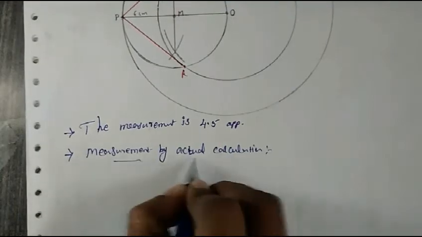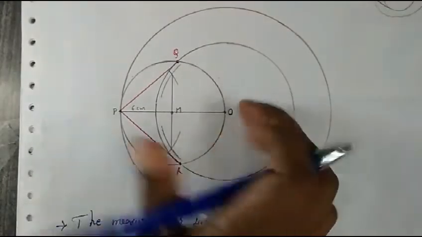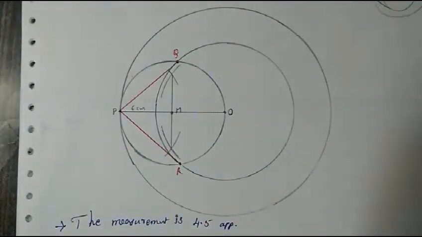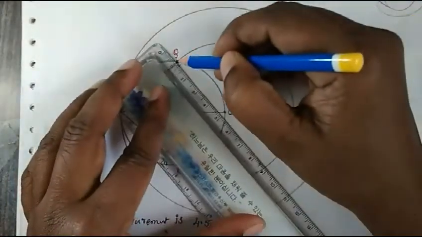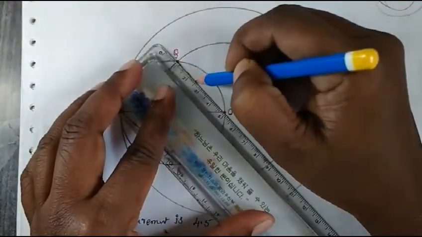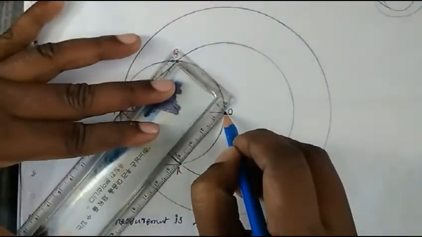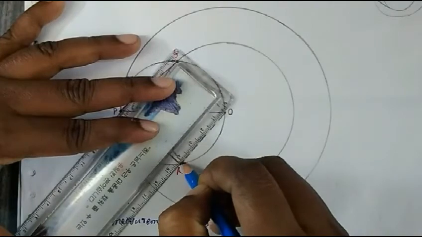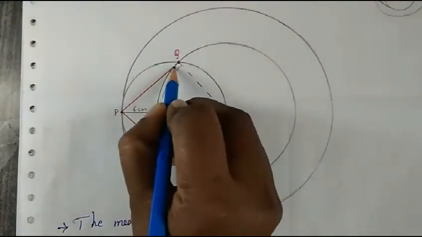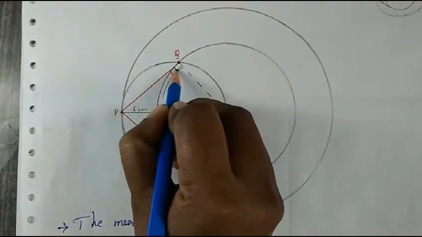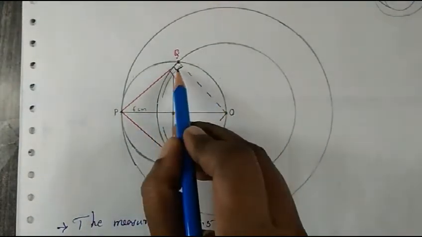How do we do the actual calculation? Normally we have to prove it by the Pythagoras theorem, because it's a right angle triangle. So what we have to do? We join this Q with O, and in the same way we join O and R. Now when we join, you get a right angle triangle here, and here also you get a right angle triangle.